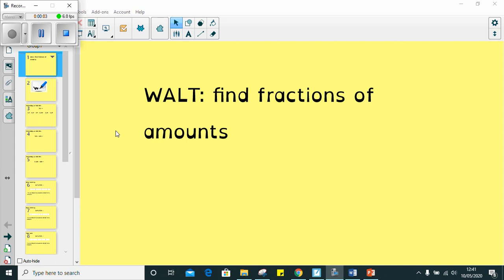Good morning, guys. We're going to be learning to find fractions of amounts today. It's something we've done before, so it should be just a little bit of a refresher for you.